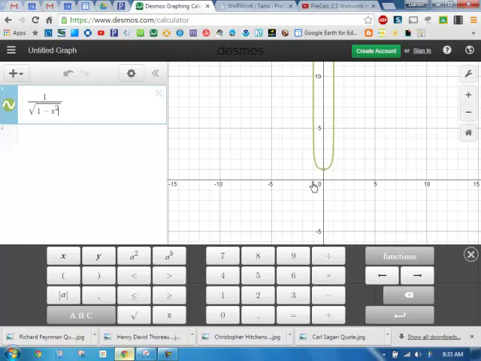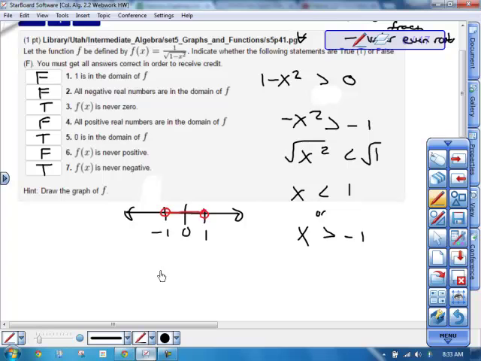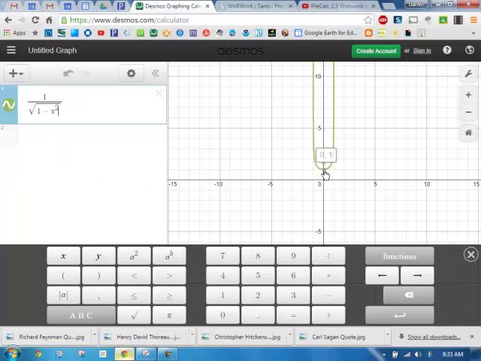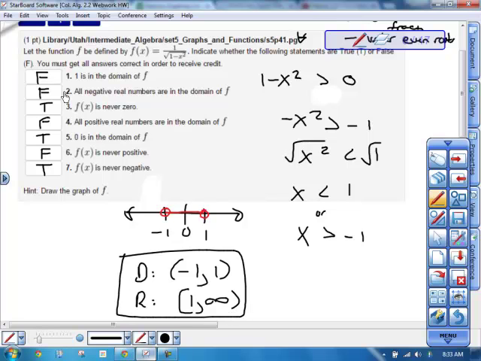So my domain is from -1 to 1, and my range goes from 1 to positive infinity. Now in the future, I'll ask you to write that. I'll ask you to give me the domain of this. The domain of this function is from -1 to 1, not including -1 or 1. And my range, if you get this right from the graph, is from 1 to positive infinity. So I'd say from 1 to positive infinity, and I can include 1 in the range. So there's my domain and range that help me answer all these questions.